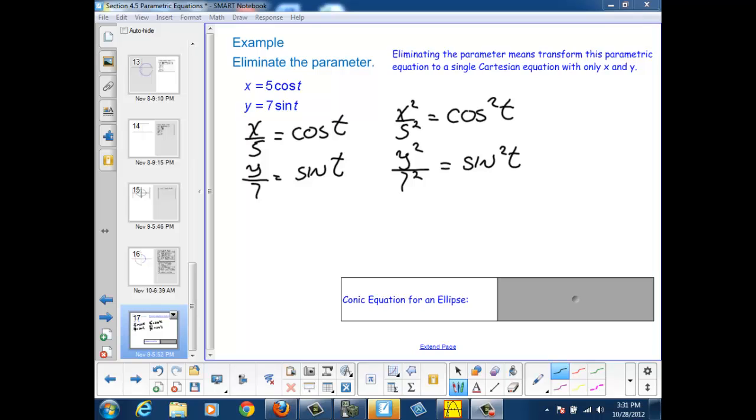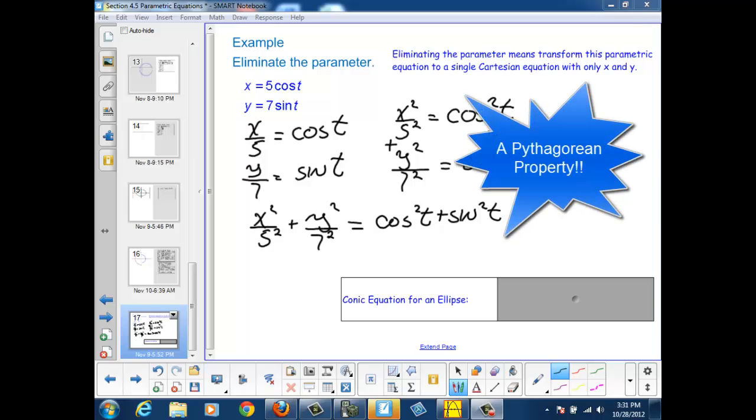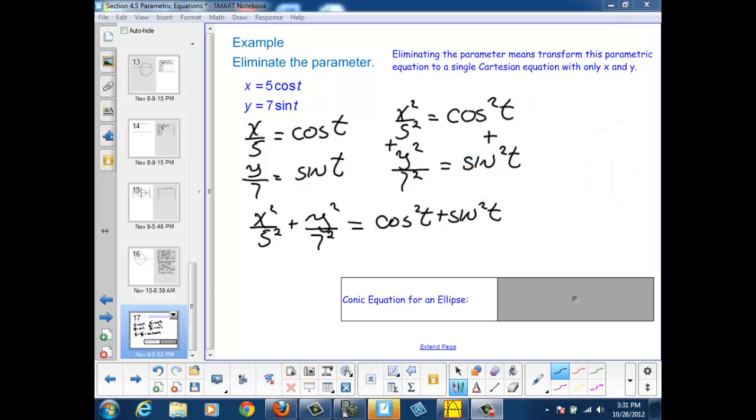Now I'm going to combine these two pieces of information by adding them together. So I'm going to add the left sides of the equation, and I'm going to add the right sides of the equation. So I come up with an equation that says x squared over 5 squared plus y squared over 7 squared is equal to cosine squared t plus sine squared t. And hopefully that's ringing all sorts of bells in your memory. Cosine squared plus sine squared is equal to, yes, 1.